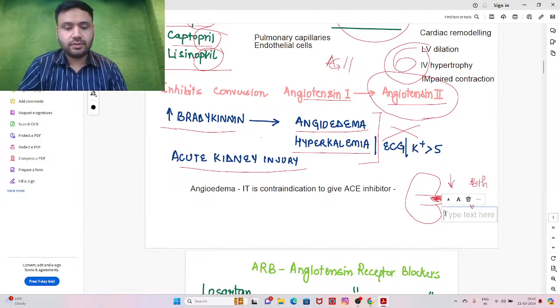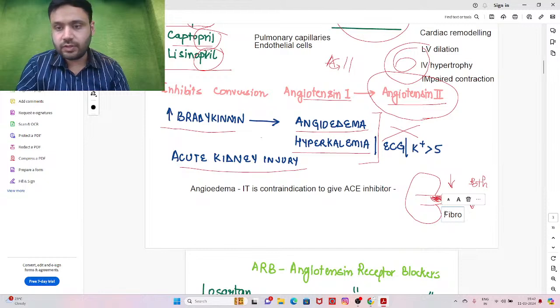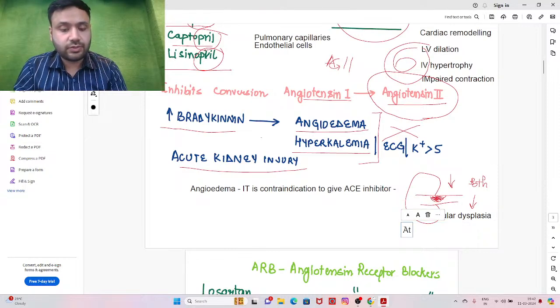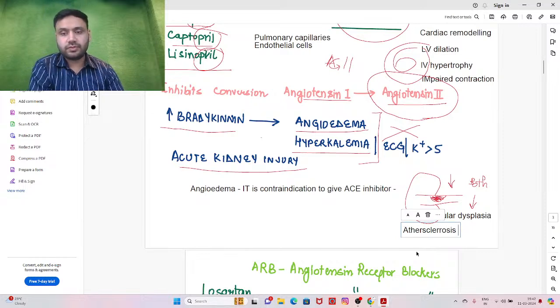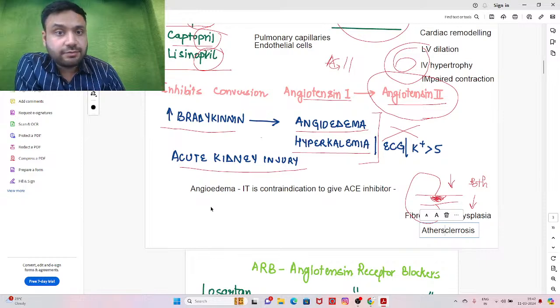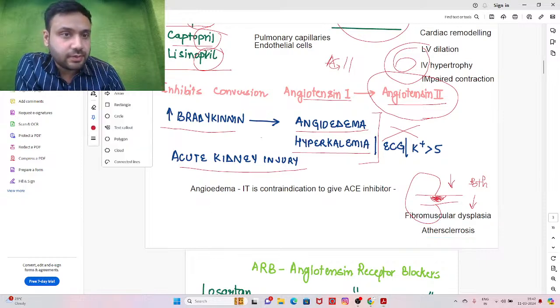So this obstructive flow can be due to two important reasons. The first is fibromuscular dysplasia. And the second reason could be atherosclerosis. These two are the important causes for renal artery stenosis, and both of these renal arteries are stenosed. If you give an ACE inhibitor, what would happen?